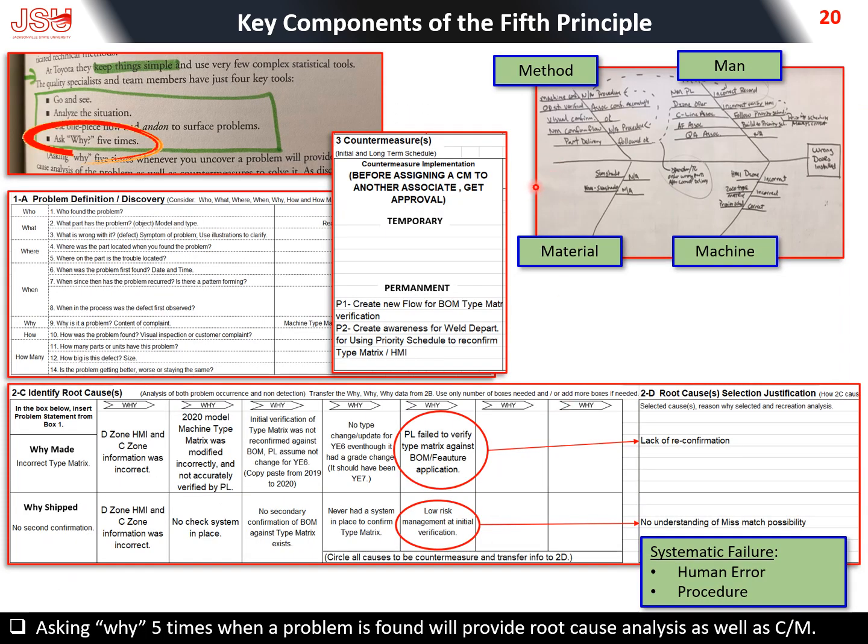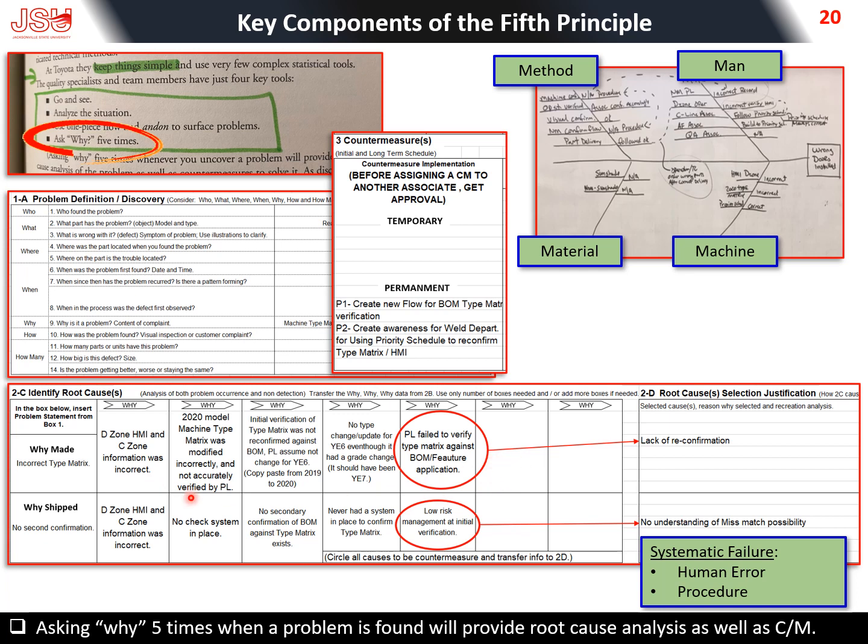Another key component of the fifth principle is asking why five times, or as is better known, the 5 Whys. Here is an example of a 5 Whys. The first portion is the problem definition or discovery. This clearly highlights the who, the what, where, when, why, how, and how many. This is pretty much the 5 Whys itself.